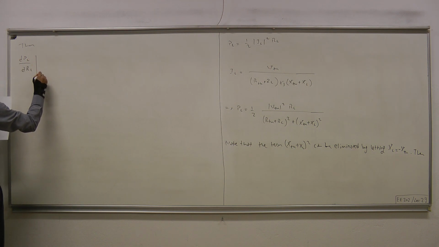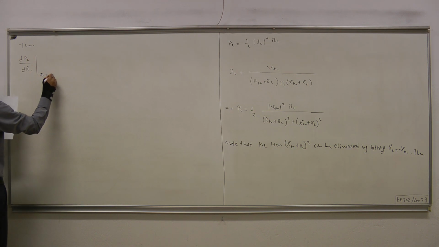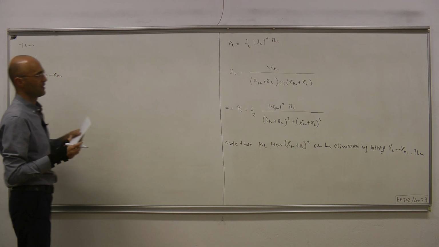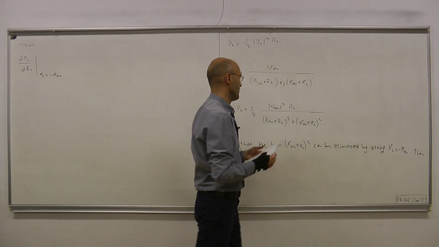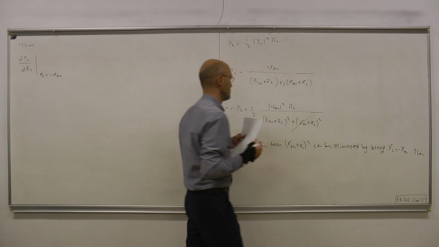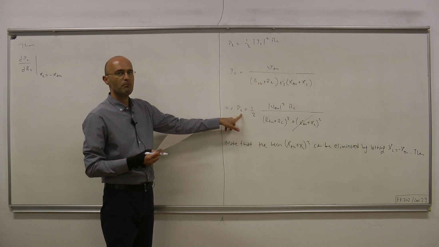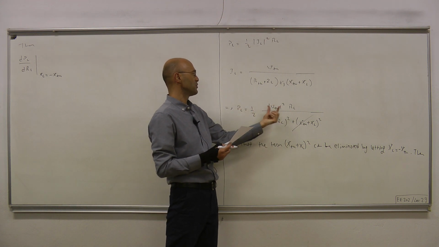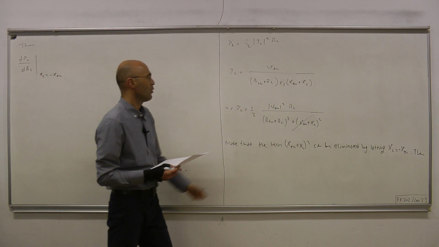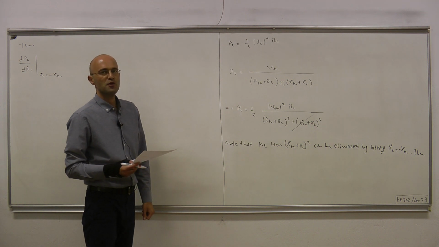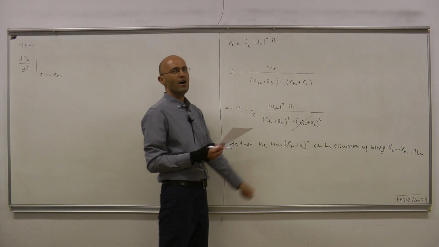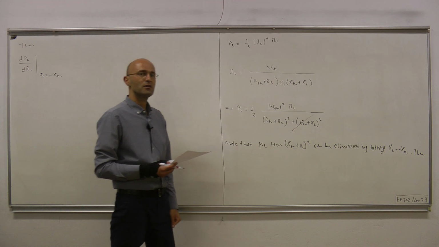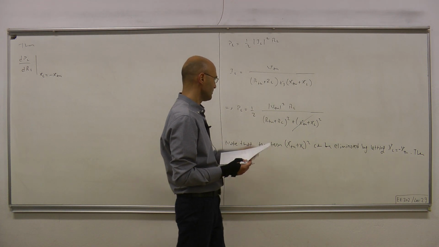dPL/dRL evaluated at XL equals minus X Thevenin. So by this choice, X load equals minus X Thevenin, this term disappears and the power equals 1/2 V Thevenin squared times RL over (R Thevenin plus RL) squared. Okay, so the only dependence now is on RL. How to figure out how to choose RL?